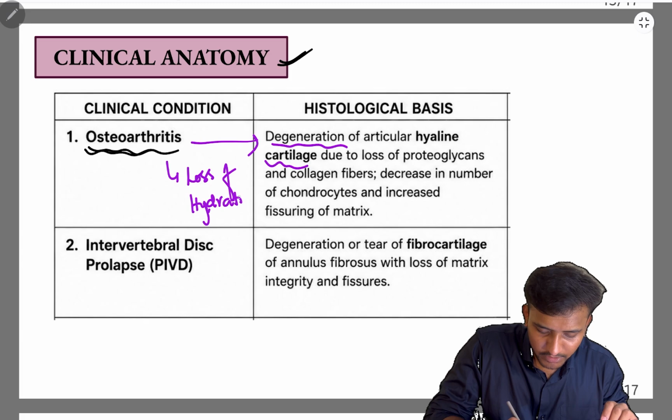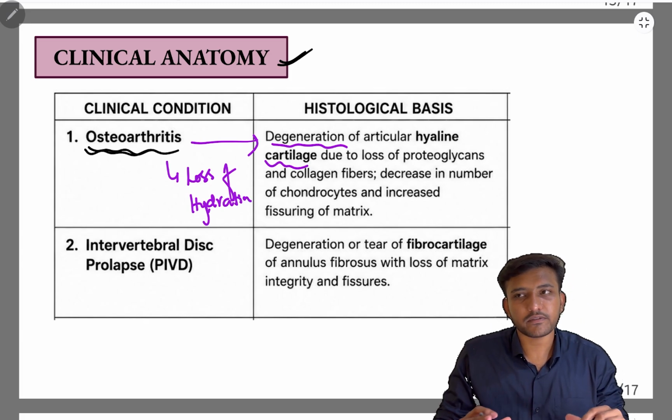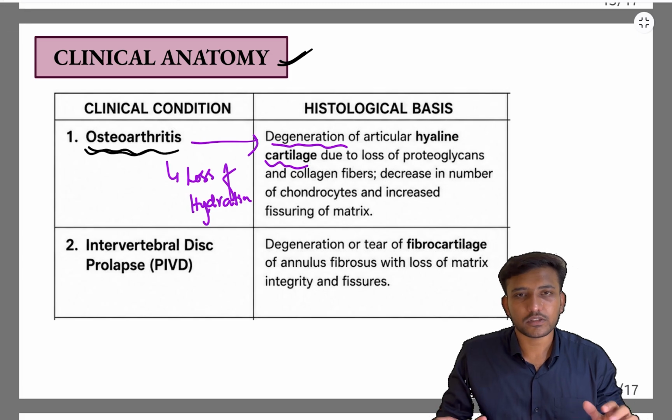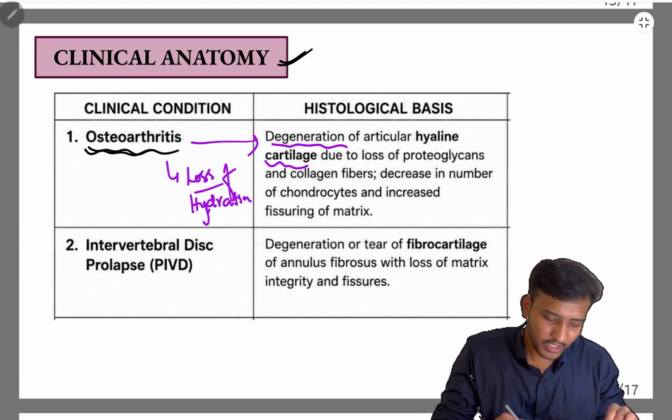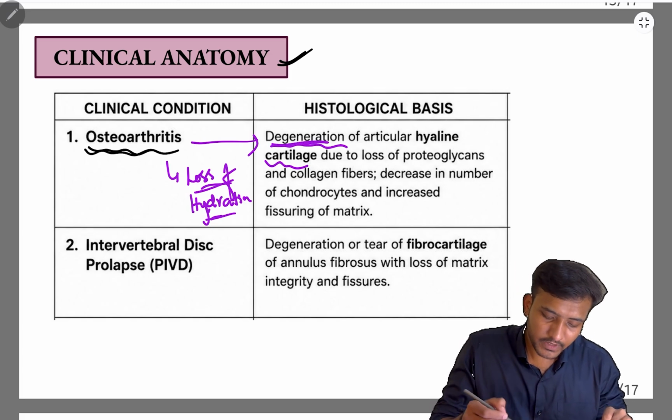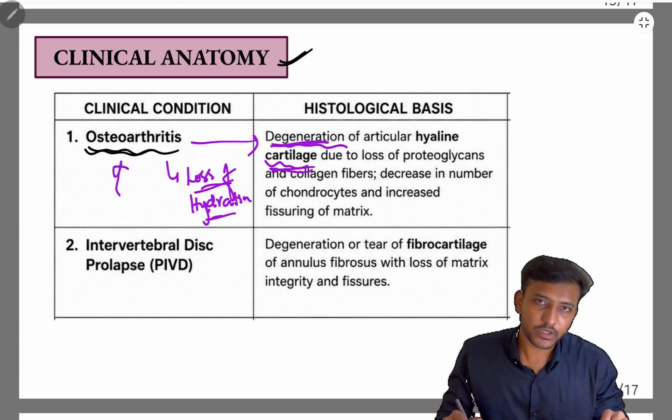The extracellular matrix contains your water, and if there is not much water... There are a lot of causes for osteoarthritis, but one of the most important factors is the loss of hydration in this extracellular matrix, which leads to the degeneration of the cartilages. That condition is called osteoarthritis.